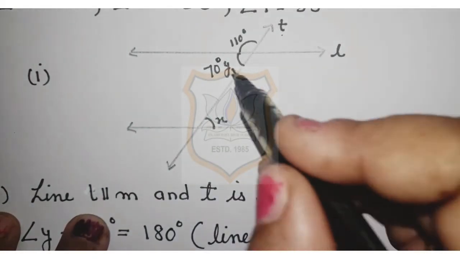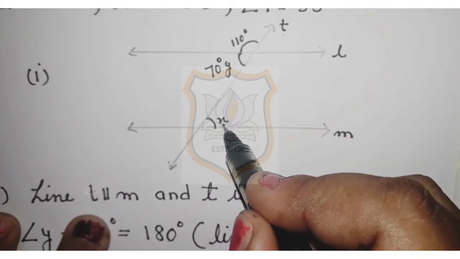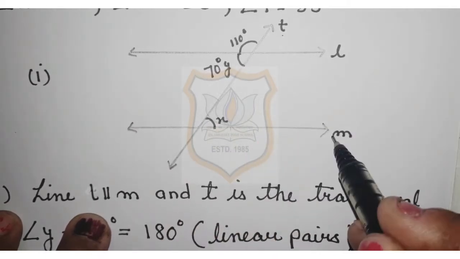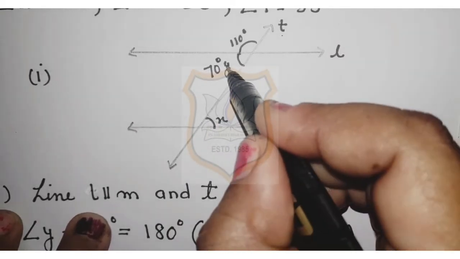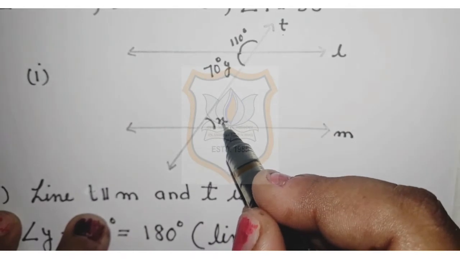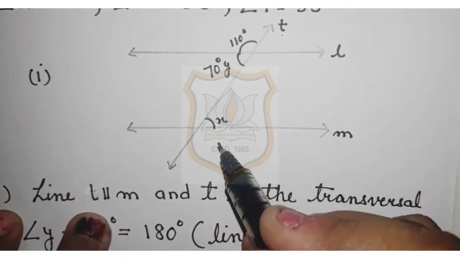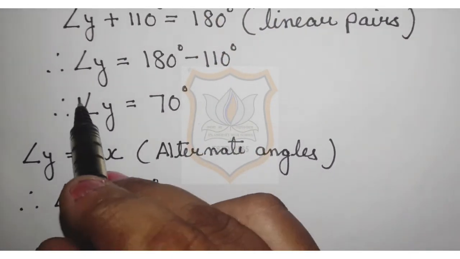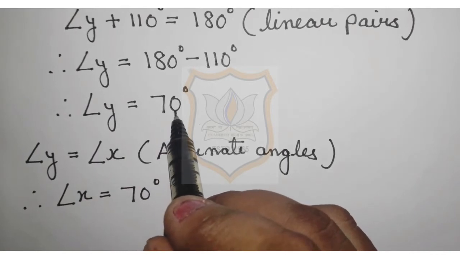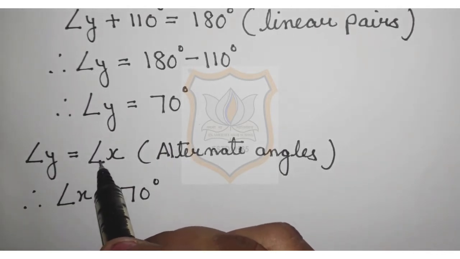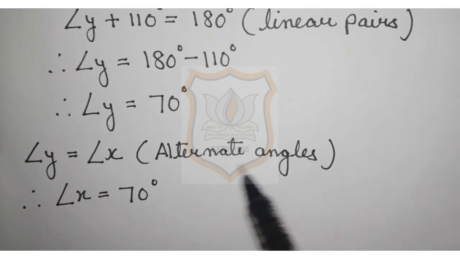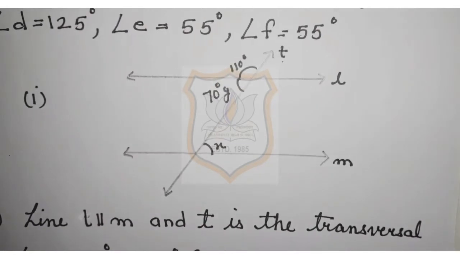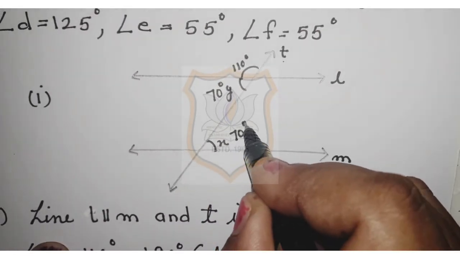Now, if this is 70 degrees, then this will also be 70 degrees, because they are alternate angles, since these two lines are parallel and this is a transversal. So angle y is equal to angle x because they are alternate angles. Therefore angle y is equal to 70 degrees, so angle x is equal to 70 degrees. So angle x is also 70 degrees.